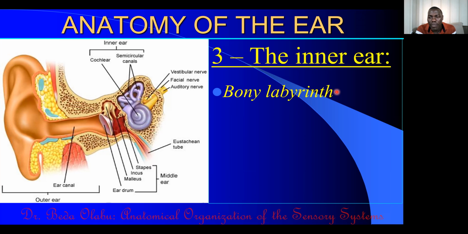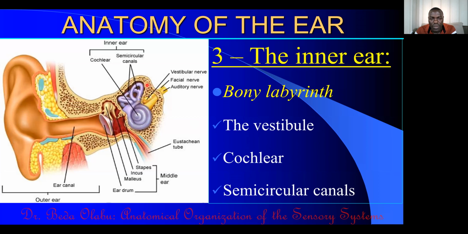Now, the bony labyrinth here refers to channels or cavities within the petrous bone. There are three types of bony labyrinth. This is what we call the vestibule, which is this region. This is what we call the cochlea, which is this one turning on itself like the shell of a snail. And this is what we call the semicircular canals, which are these ones. The semicircular canals are three. So I want you to understand it this way: bony labyrinth refers to cavities within petrous bone. We have three types of cavities, three types of channels: the vestibule, the cochlea, and semicircular canals.